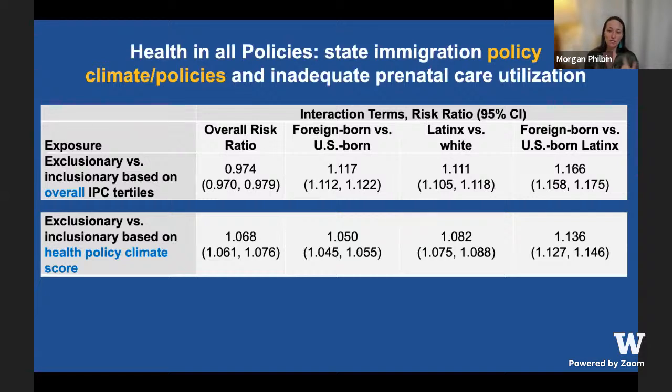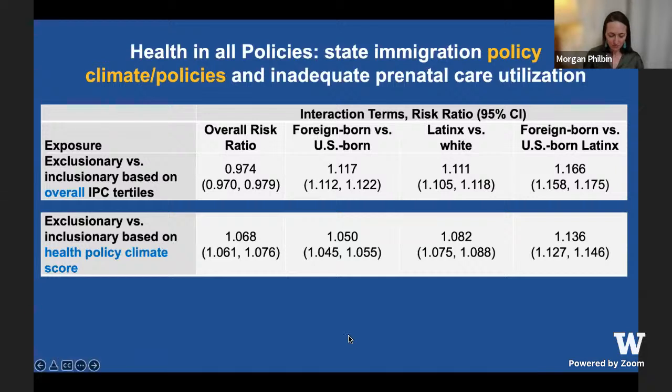And while the overall risk ratio flipped compared to the overall policy index exposure, we weren't completely surprised because this is focusing on health-specific policies. So that suggests that for everybody, expanding access to health insurance is going to give them better access to care. Otherwise, the findings are quite similar across. So we're still seeing associations where individuals who, for example, are foreign-born versus US-born are more likely to have inadequate care in exclusionary states than those who are US-born.